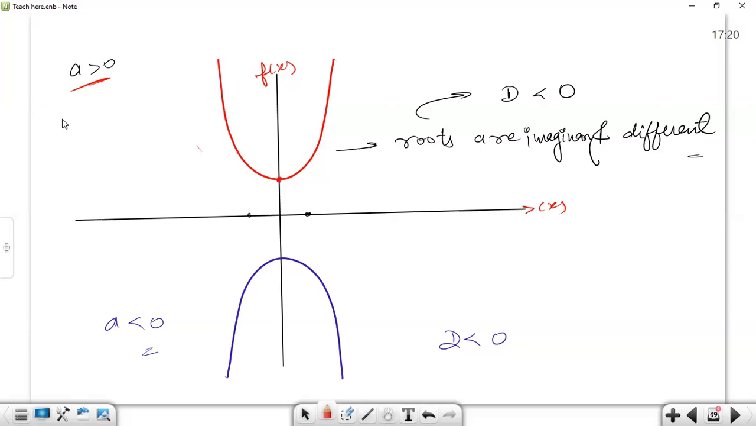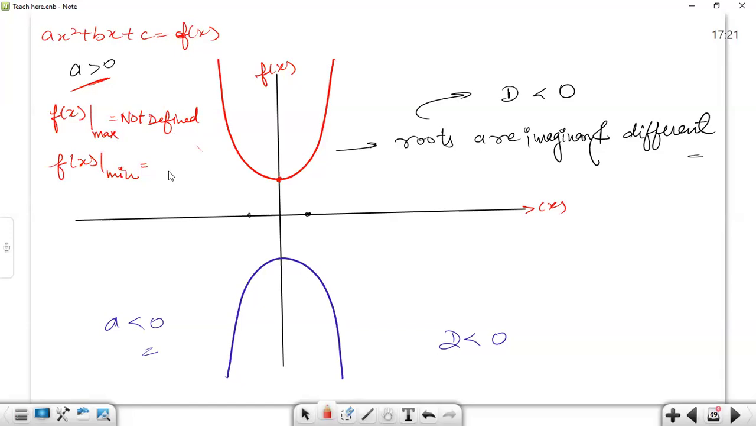So what we'll say, for the quadratic ax square plus bx plus c, sorry, not equation, we are discussing the function. Its maximum value is not defined. And yes, there exists a minimum value of this function, which we will find out soon.